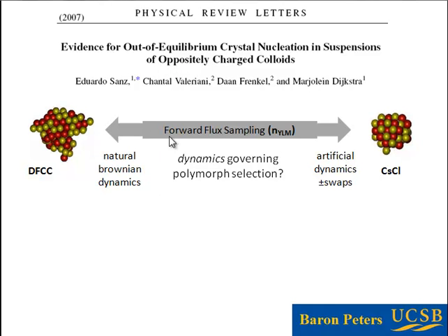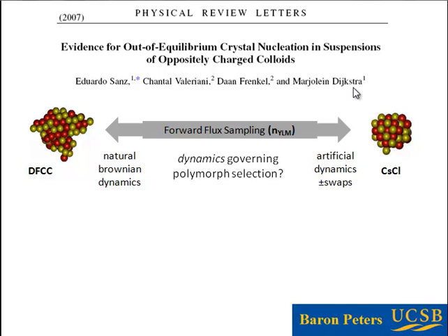When they ran this simulation algorithm with something that approximated the natural Brownian dynamics, they always got charge-disordered FCC phases. When they turned around and ran the same algorithm but using a different set of dynamics, where they occasionally allowed positive and negative particles to switch places with each other, then what they always got was cesium chloride nuclei. Okay, so this is a nice piece of evidence here.